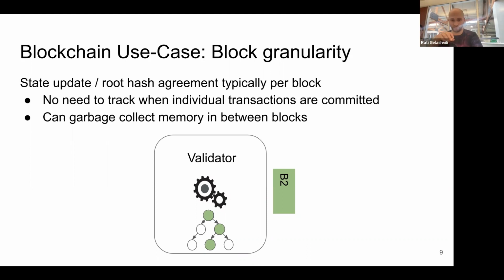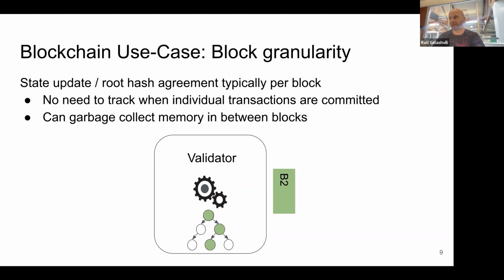This is in contrast with general purpose STM systems, where the system is supposed to handle a possibly infinite stream of transactions and just keep processing them. In the blockchain use case, we can garbage collect in between blocks. We don't need an incremental garbage collection mechanism, it's super simple garbage collection.